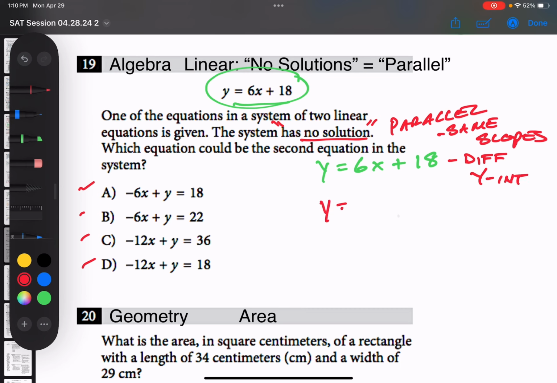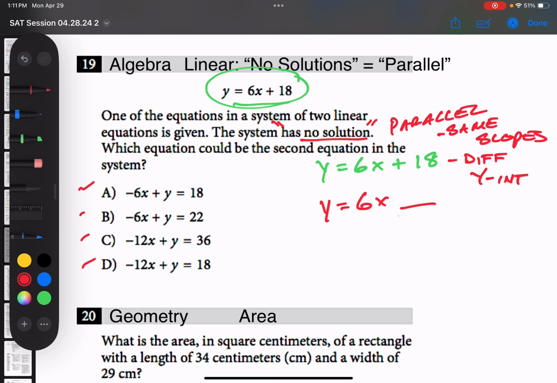So what would it be? It would be y equals the same slope, and it could be any y-intercept except for 18. It cannot be the same as 18. Otherwise, they would have multiple solutions or unlimited solutions or infinitely many solutions. So we're looking for no solution. That means they're parallel. They never touch. If they do touch, those are solutions. They do not touch. That means they're parallel.